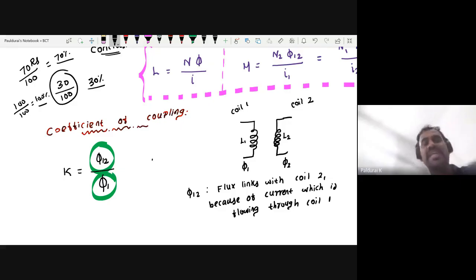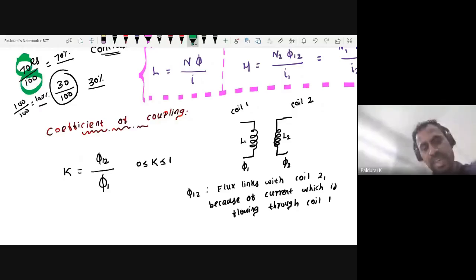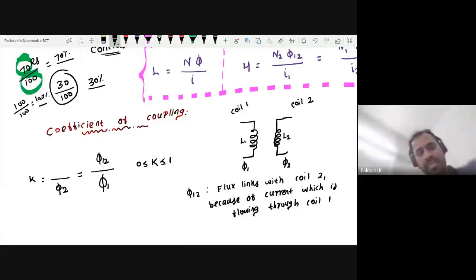In terms of number, this K may vary from 0 to 1. How will you define K? Out of this much flux, how much flux goes to the nearby coil? Out of this much, how much have I given to you? K can be defined this way, or if it is phi 2, then it is phi 2. So this is the definition of coefficient of coupling.